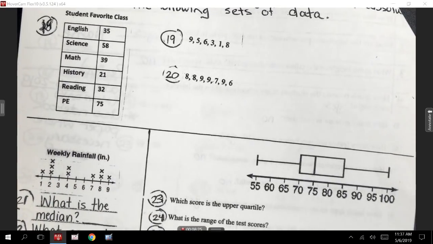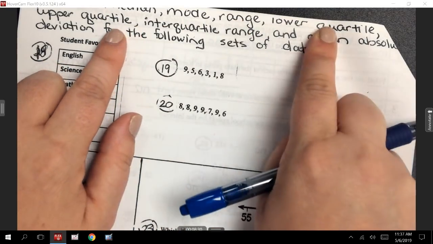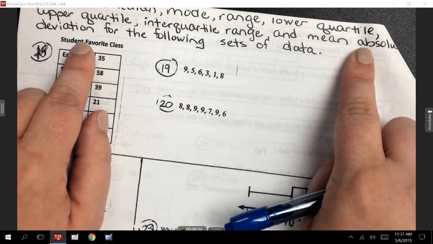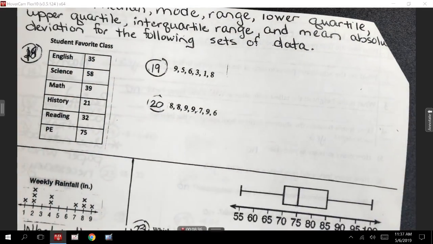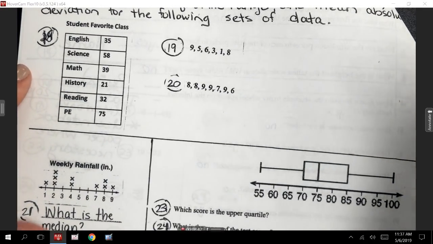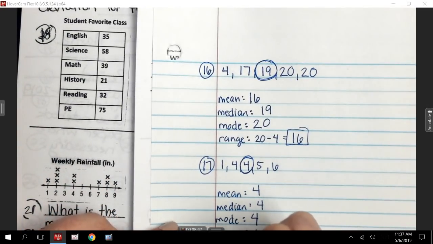All right, so again, we're finding the mean, median, mode, range. This time we're also doing the LQ, the UQ, the IQR, and the mean absolute deviation. Whew, we got a lot to do on this one. So again, I'm still going to do this on my own paper. All right, I think that's supposed to be an 18 right there. So let's see, number 18.